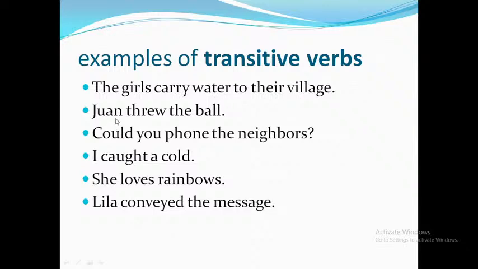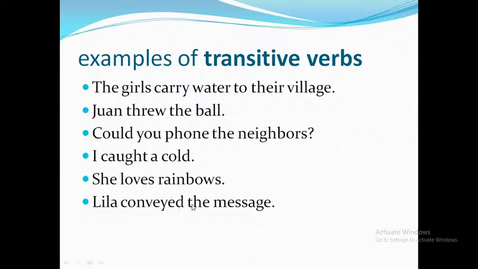Now the next sentence: Juan threw the ball. Here the ball is the object, and threw is the transitive verb. Could you phone the neighbor? The same thing we can find here. I caught a cold: a cold is the object, and the transitive verb is caught. When you have to identify the verb, you will underline caught here. If I ask which one will be the verb, of course caught. She loves rainbows: loves is the transitive verb and rainbows is the object.